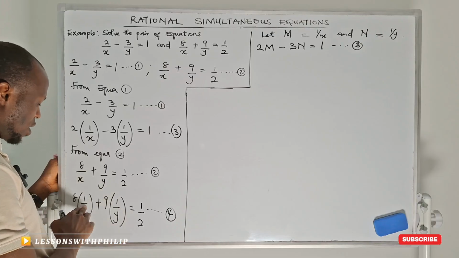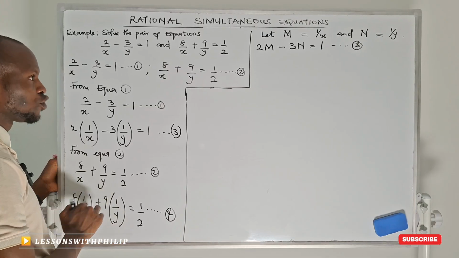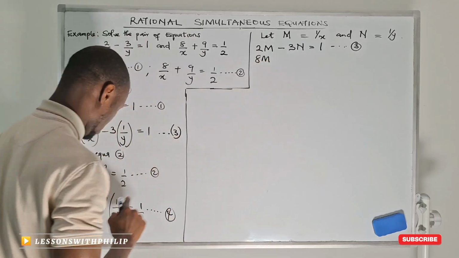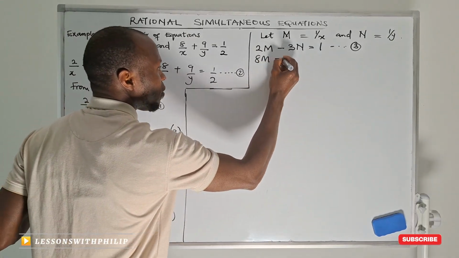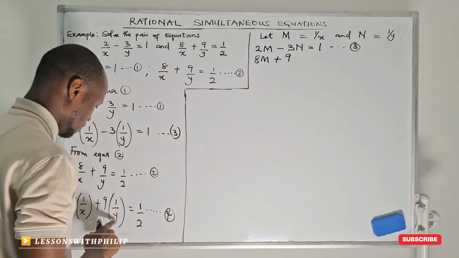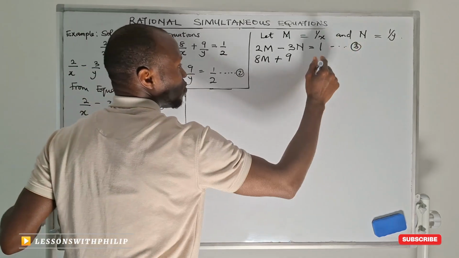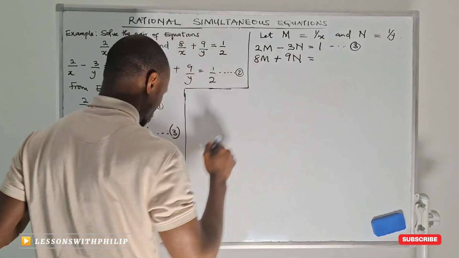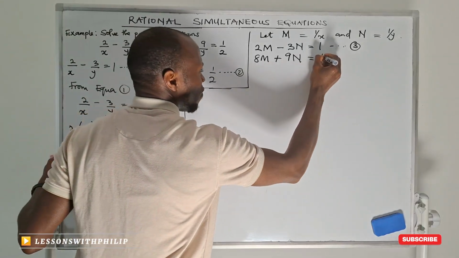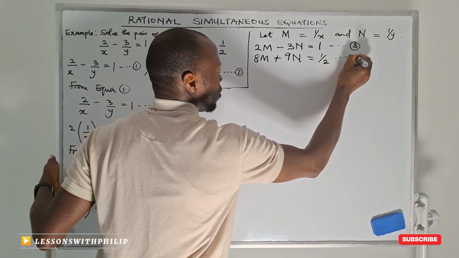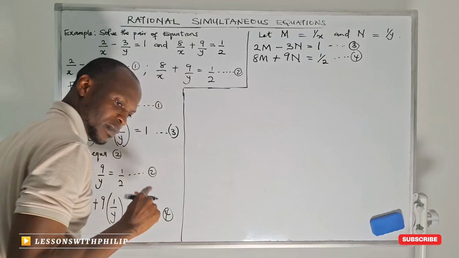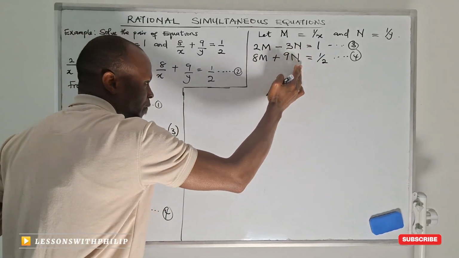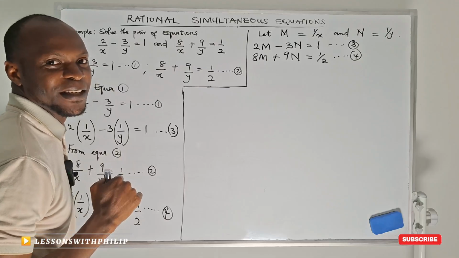In equation 4, where you find 1 over x, you change it to m. This will be 8m plus 9, and 1 over y is what? n, equals 1 over 2. This is still your equation. Do you get it? So you can now solve your equation 3 and equation 4 simultaneously.